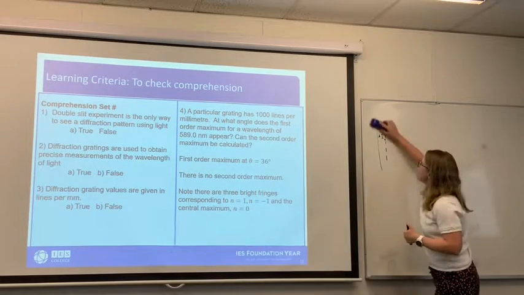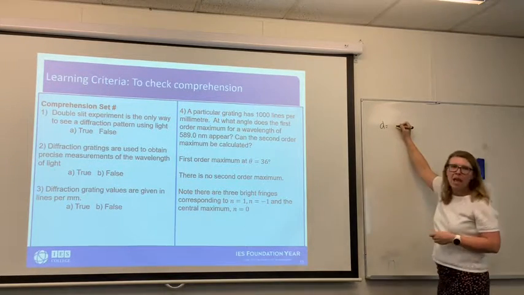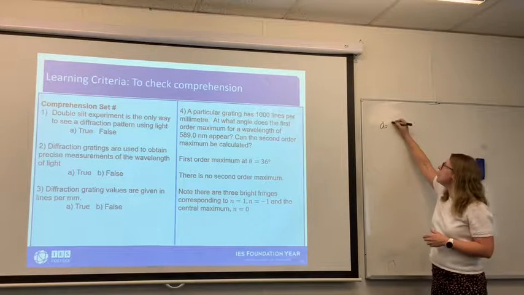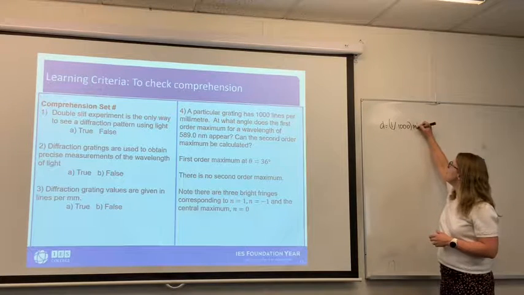It's 1,000 lines per millimeter. If it's 1,000 lines per millimeter, what is D for question 4? How am I going to do that? It's 1,000 lines per millimeter. Straight away, D is 1 divided by 1,000. But that's in millimeters.